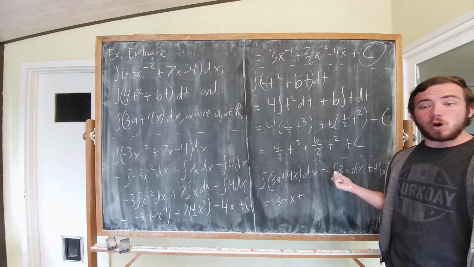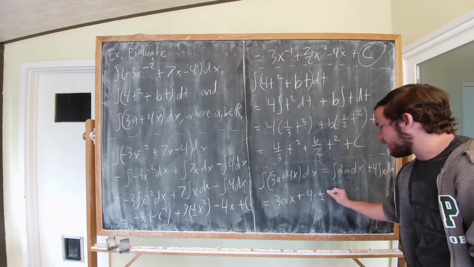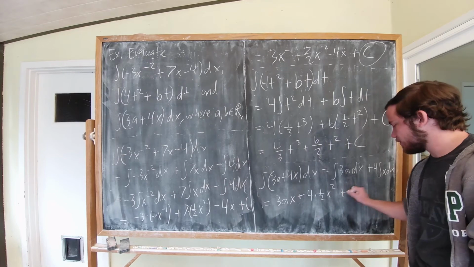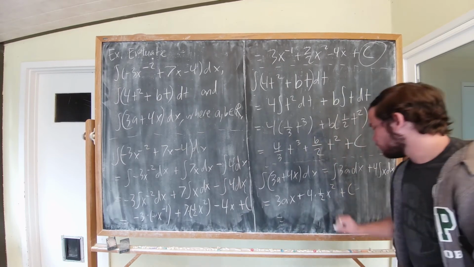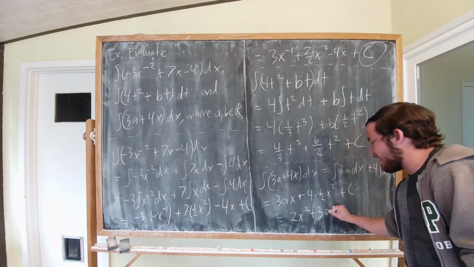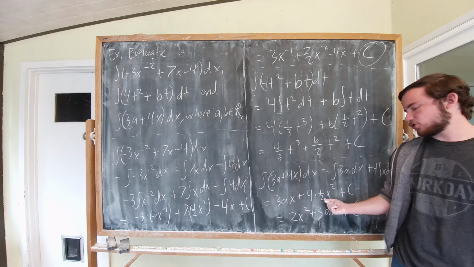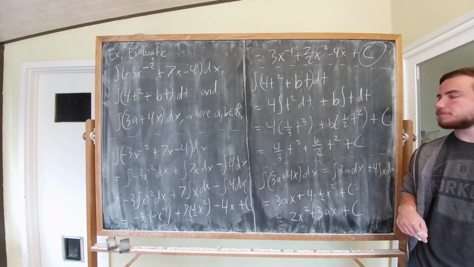Integral of x is 1/2 x squared, so this will be plus 4 times 1/2 x squared, all plus c. Rewriting, that'll be 2x squared plus 3ax plus c. Just swapping around the order of those two there.